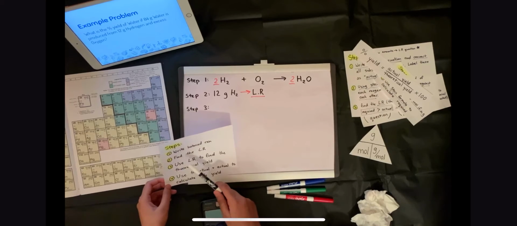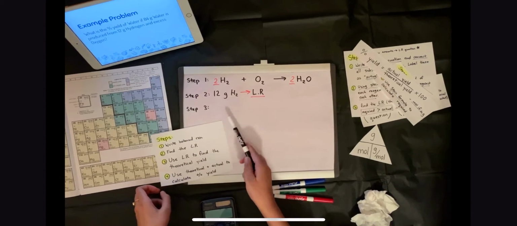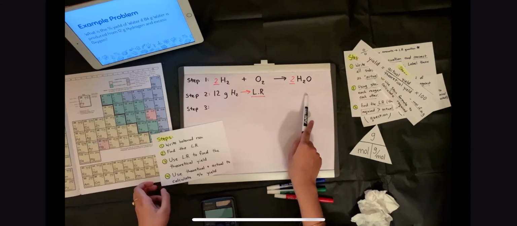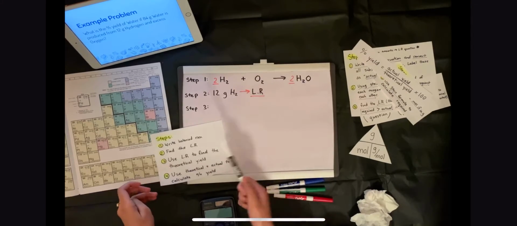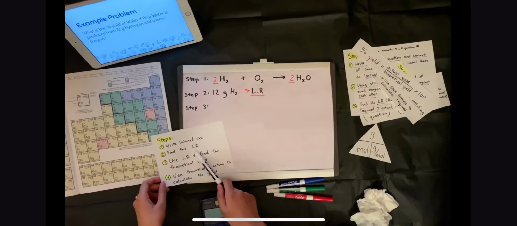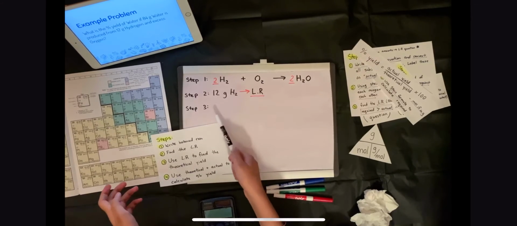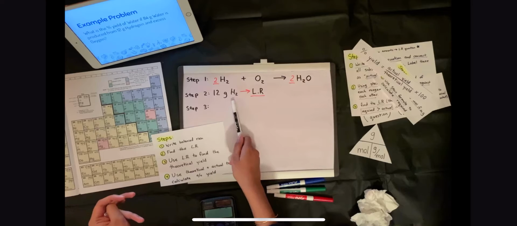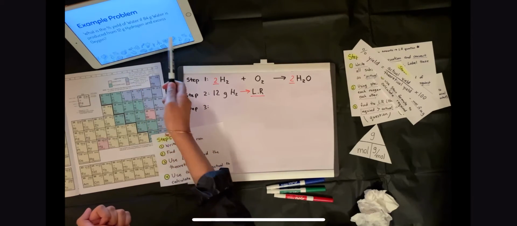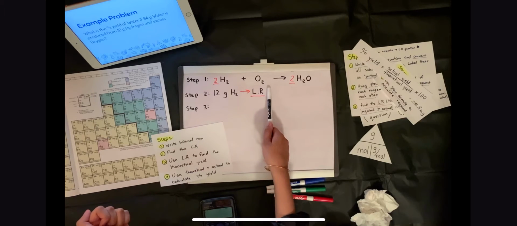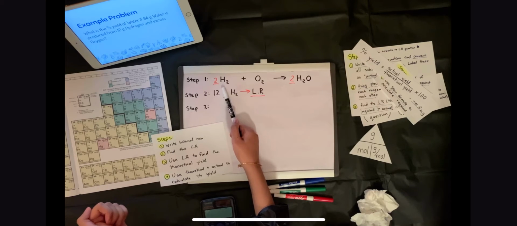First step is to write the balanced reaction. In the previous video, we already did this, so I just repeated it. Same one. Hydrogen plus oxygen equals water. And the second step is to find the LR. So we know that the LR, the limiting reagent, is 12 grams of hydrogen because here it says excess oxygen. That automatically makes the oxygen an excess reagent, making this one the limiting reagent.